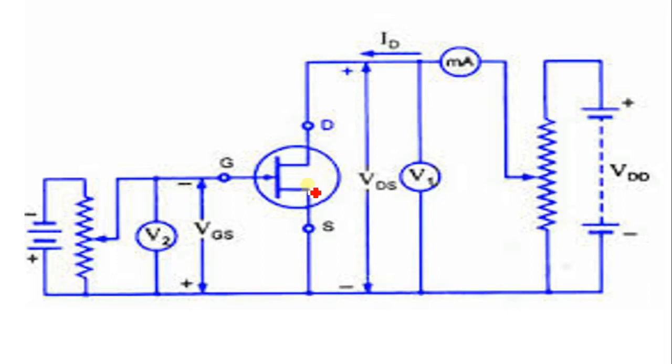Go ahead. This is the actual circuit of the JFET, with negative and positive. This is a battery source, and this is the rheostat. I want to explain about the rheostat.